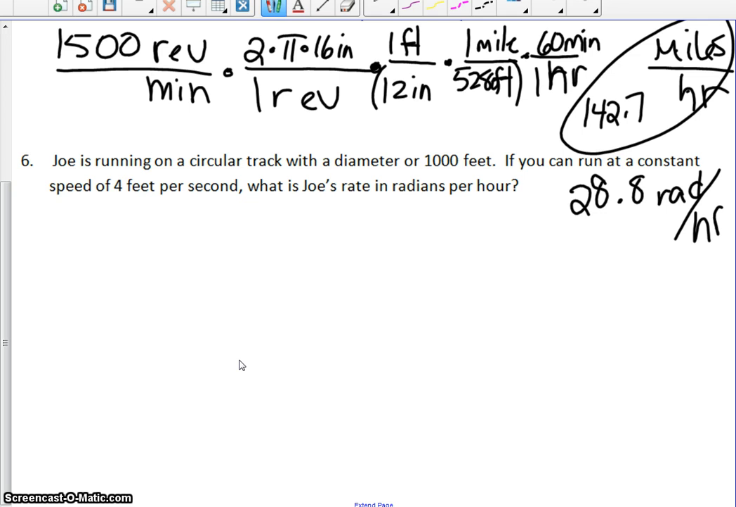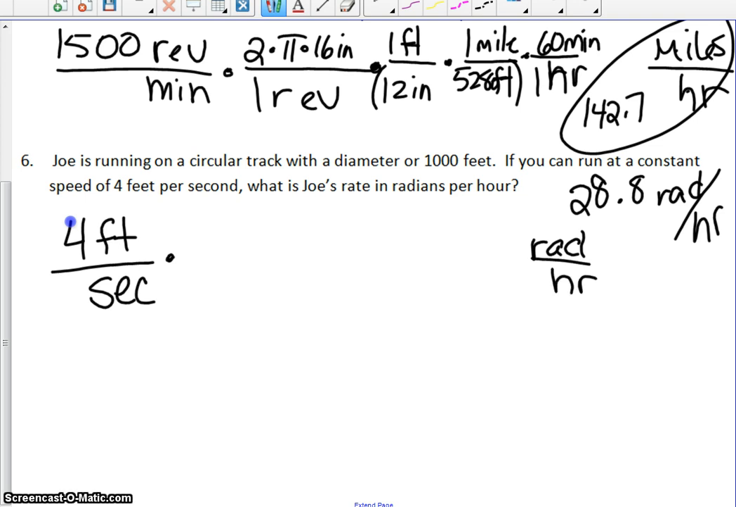So the first was kind of how I left it. His speed is 4 feet in 1 second, so 4 feet per second. And our goal in the end, and you can kind of see the answer here, is radians per hour. First, feet into radians. We have to turn feet into radians. Feet aren't a good conversion really quickly into radians. But what we can do is turn feet into a revolution.